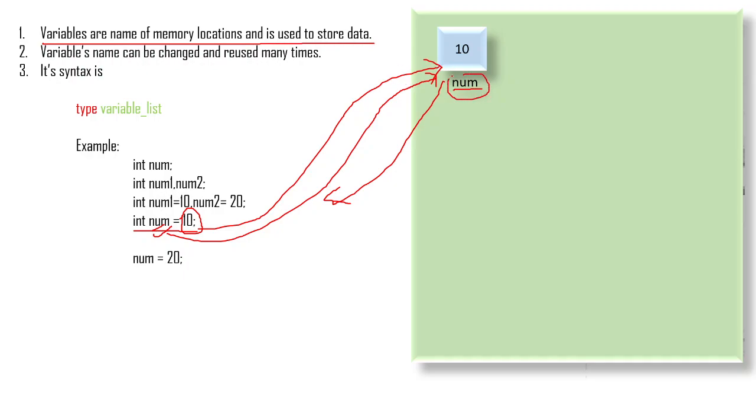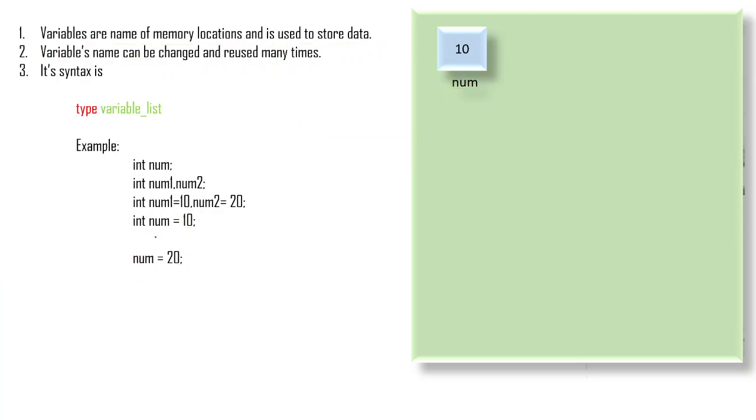So num is the name of a memory location which is used to store data. Now there comes the second point: variable names can be changed and reused many times. Suppose you have first written int num is equal to 10. Initially num will be saved with the value 10, but suppose in the second line you put num is equal to 20. Then this 20 will now be stored at the address which has the name num, so this 20 will get stored here.